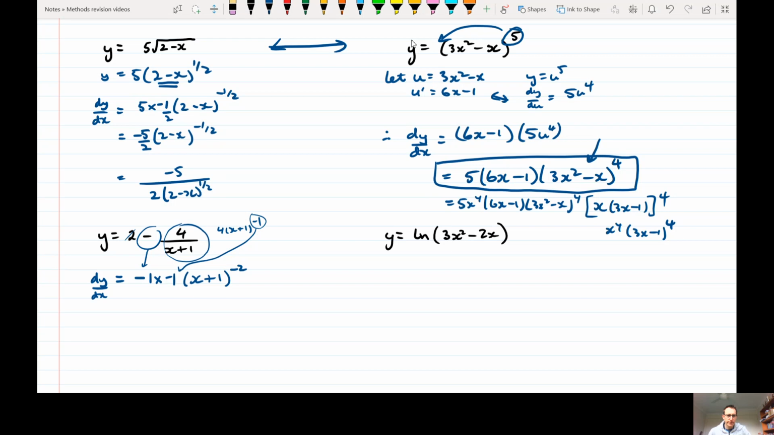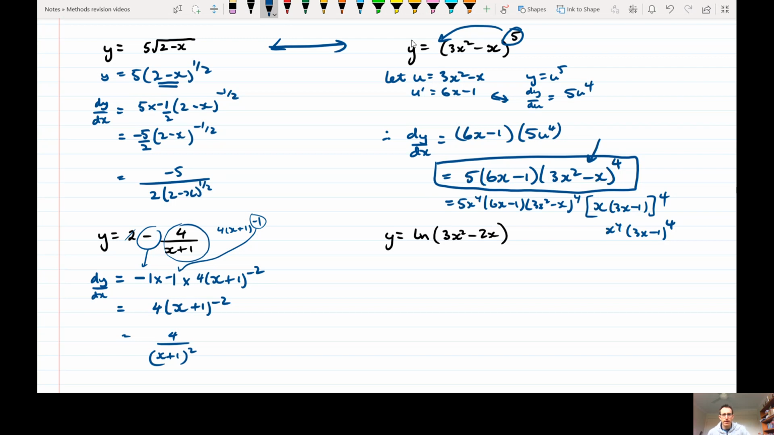And whoops, I forgot the 4. Negative 1 comes at the front, times the 4 that is already there, x plus 1 to the power of negative 2. Negative times a negative is a positive, so you get 4 times x plus 1 to the negative 2, which simplifies to that.